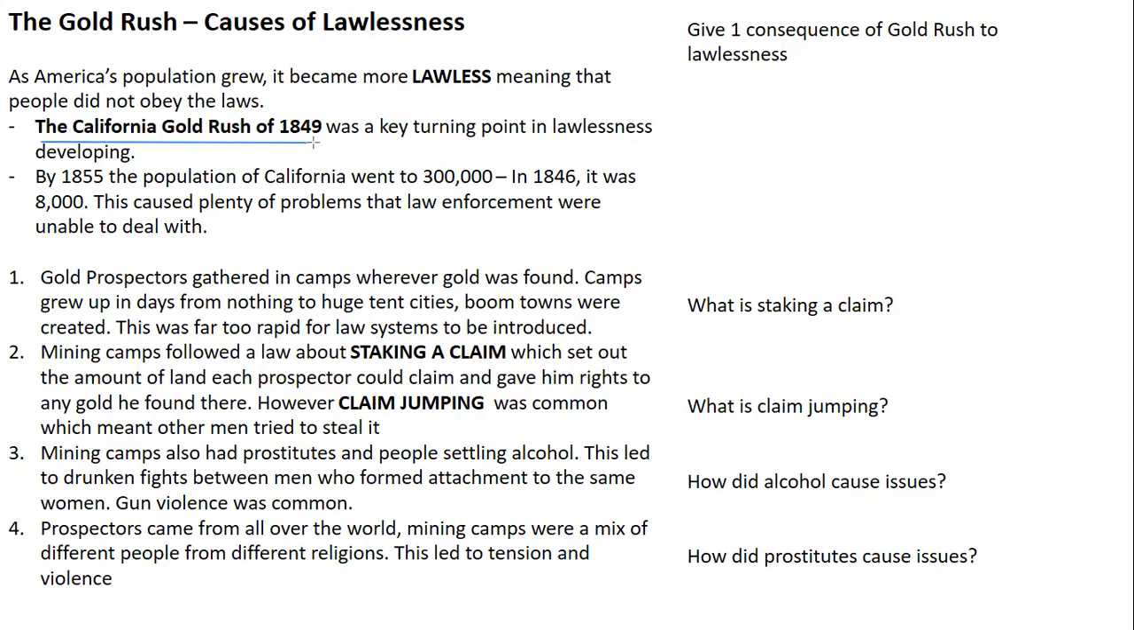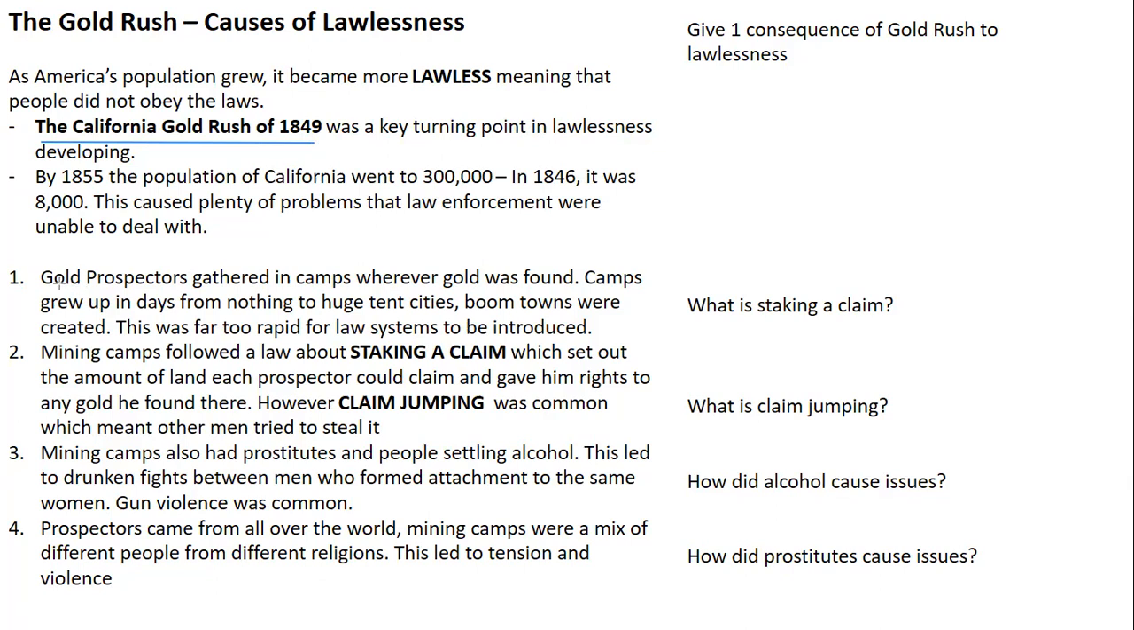The reason for that is because the population of California jumped so significantly in such a short space of time, going from 8,000 in 1846 to 300,000 by 1855. Law enforcement didn't have the infrastructure to be able to deal with this. And as a result, it led to further lawlessness. So if you've got a question on the consequences or the importance of the gold rush, this is really important to develop.